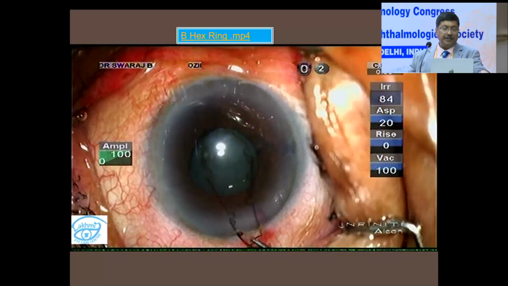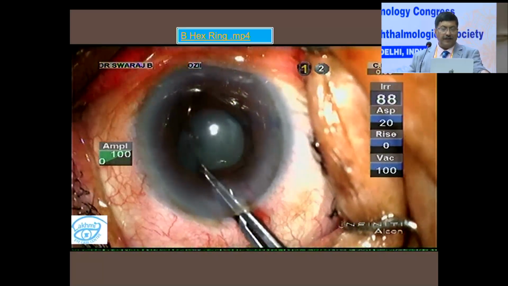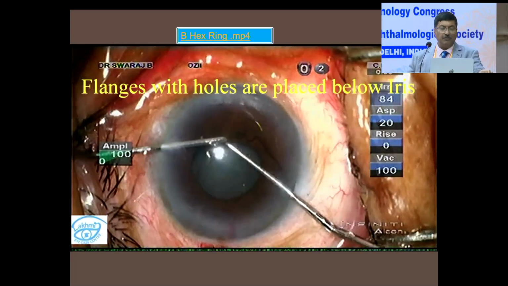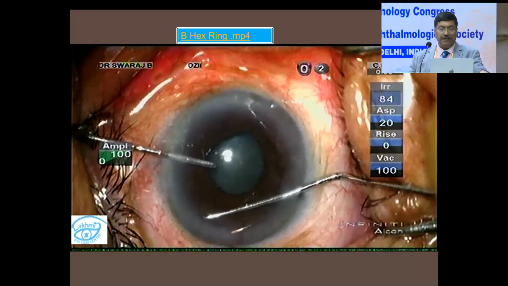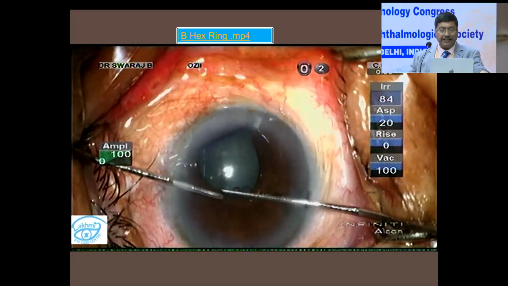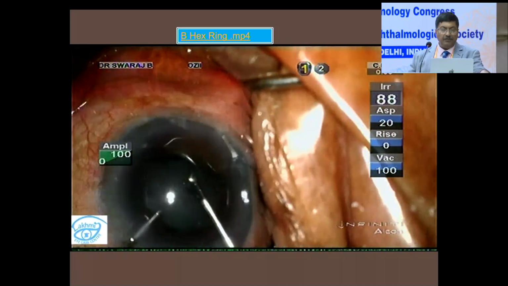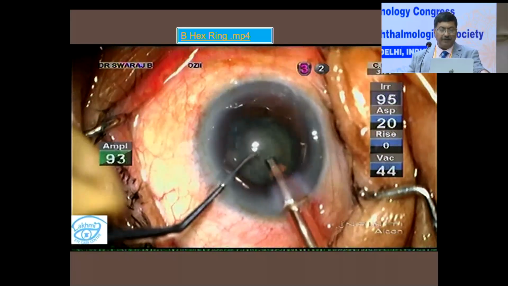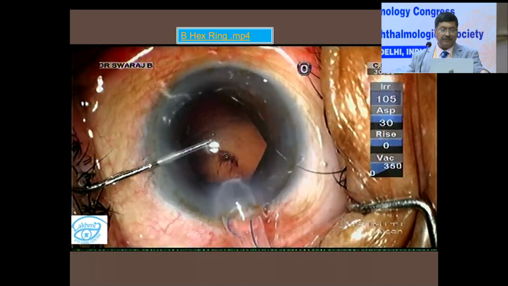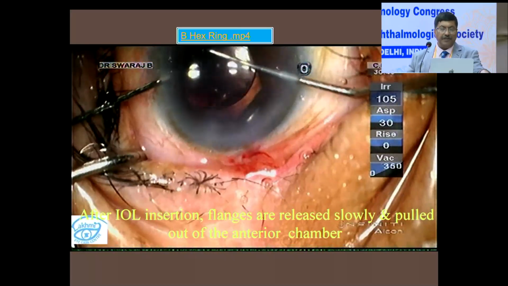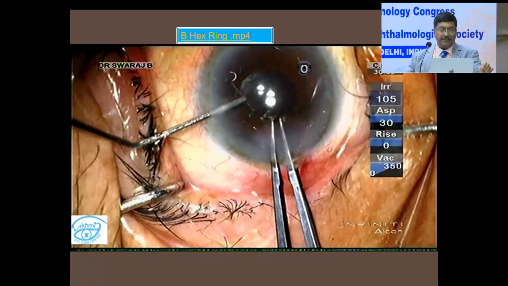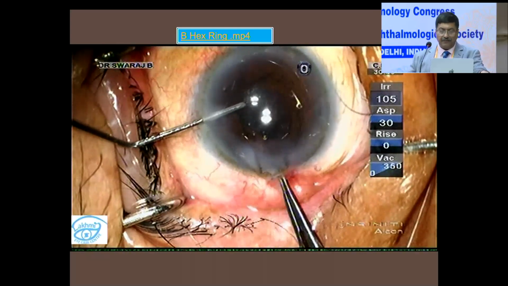with a 23 gauge forceps, and the flanges with the hooks, with the holes, are placed below the iris, so a beautifully hexagonal pupil comes, and we can continue with the surgery in a very comfortable way. Once the surgery is finished, after the IOL introduction, the flanges are released very carefully and slowly, taking care of the endothelium.